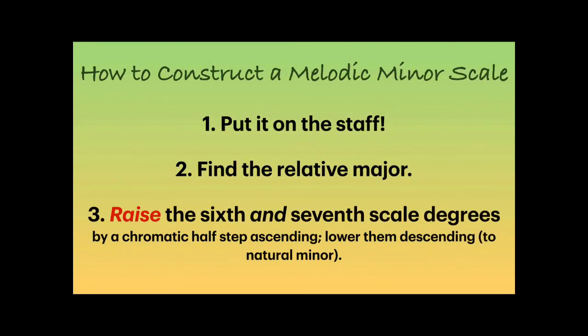So to review, if you're going to construct a melodic minor scale, the first step is to put it on the staff. The second step is to find the relative major and use that for your key signature. The third step is to raise the 6th and 7th scale degrees by a chromatic half step ascending and lower them descending back to natural minor.